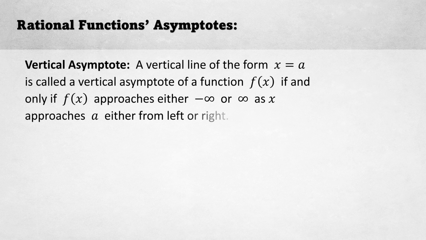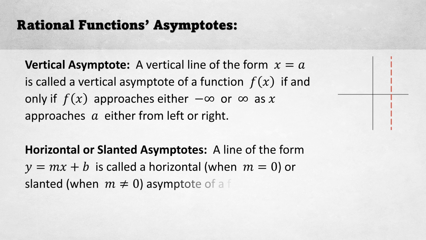A vertical asymptote is a vertical dashed line of the form x equals a, where the function approaches positive or negative infinity as x approaches a. Note that the function is undefined at a, and the graph may never intersect a vertical asymptote.